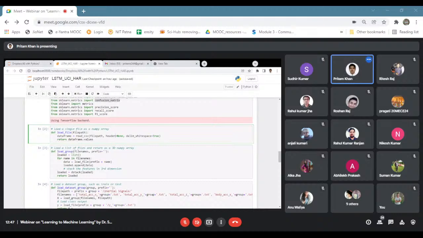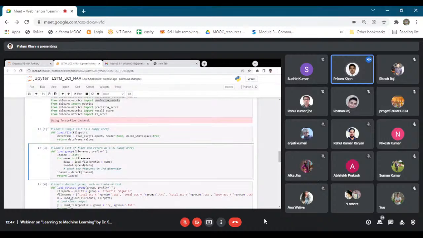So what I do here, we first load the single file as a numpy array. Here, if you see this def, this is actually the function we are creating, where we are loading the file. So, we have loaded the file.